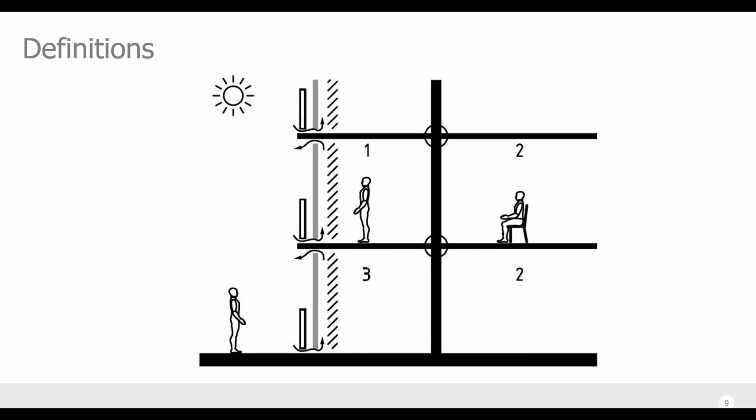There's all sorts of provisions needed in order to design these in a way that is effective and doesn't cause nuisance, and gives rise to a good, useful exterior amenity space for the occupants of the building. So in the definitions, next slide, please.